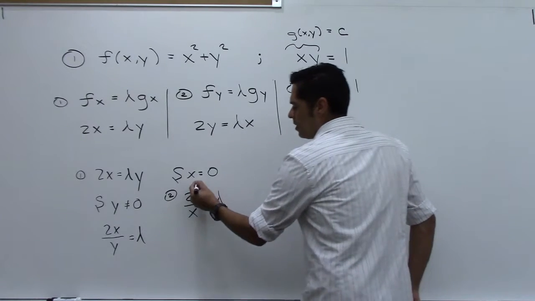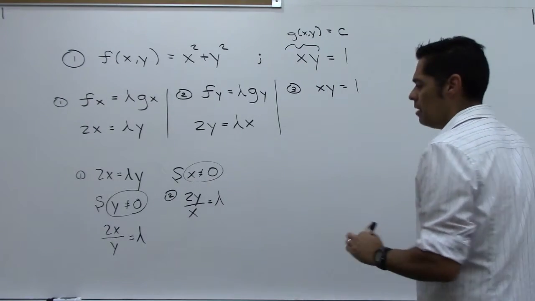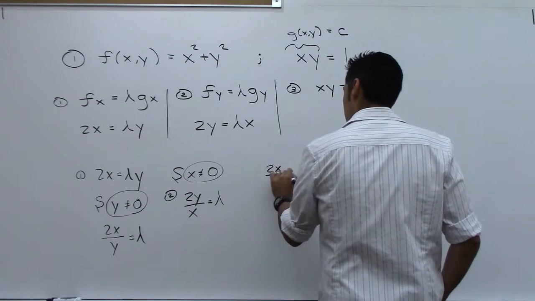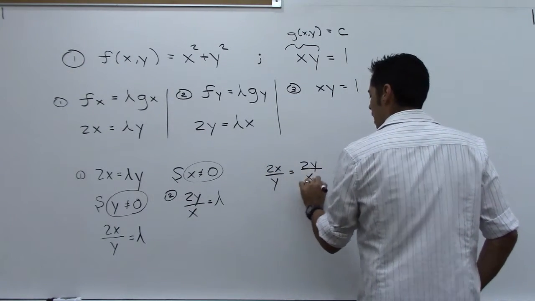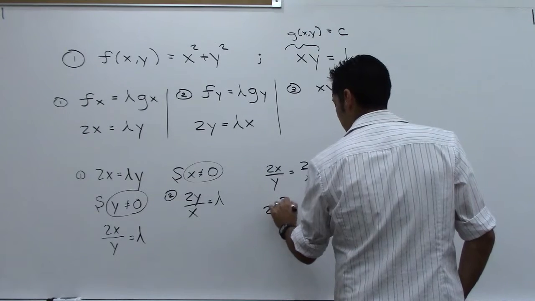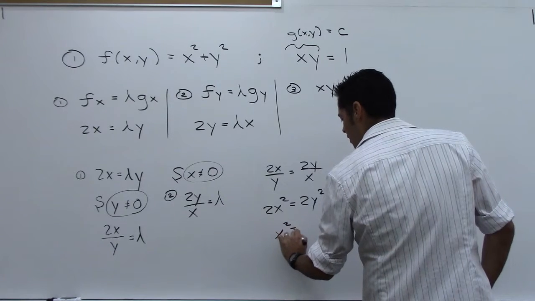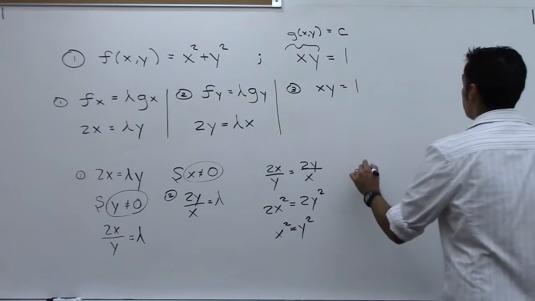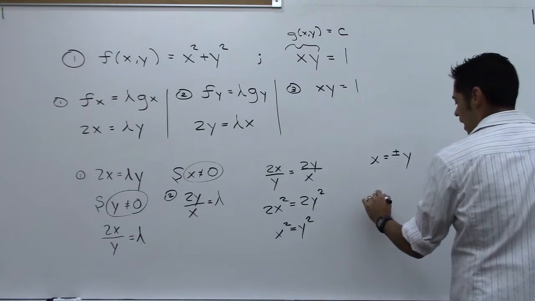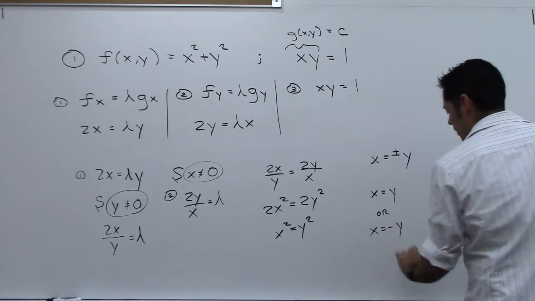So remember, I'm supposing 2 things here. X cannot be 0, and y cannot be 0. Assuming those 2 are both not 0, then lambda's this, lambda's that, set them equal to each other. I get 2x over y equals 2y over x. And then I can cross multiply, you get this. And then divide by 2, you get x squared is y squared. And then take the square root on both sides, and you get x is equal to plus or minus y. So you're either going to have x is equal to y, or x is equal to negative y.